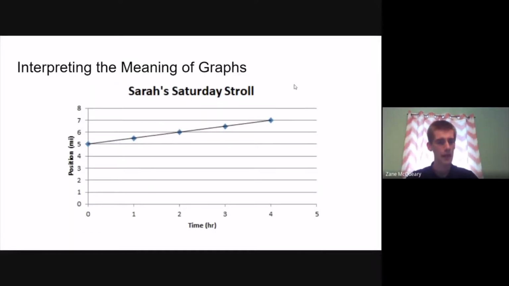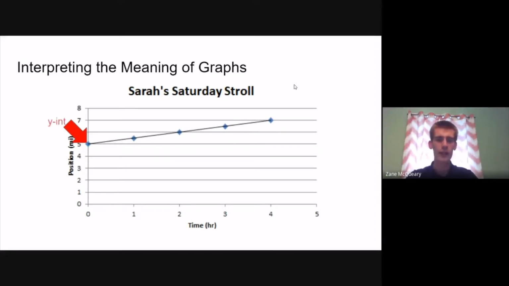Now's the part about science. We want to interpret what these things are telling us. What does the slope mean in the context of this problem? What does the y-intercept mean in the context of this problem? Let's take Sarah's Saturday stroll. We can clearly see the y-intercept. It's 5. But what does that mean?